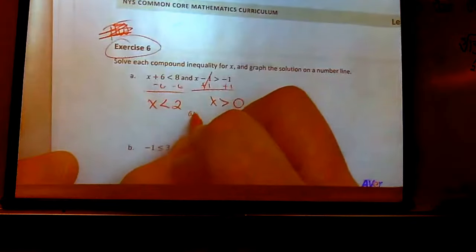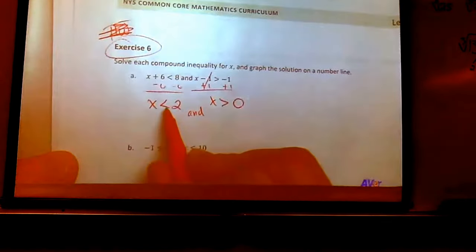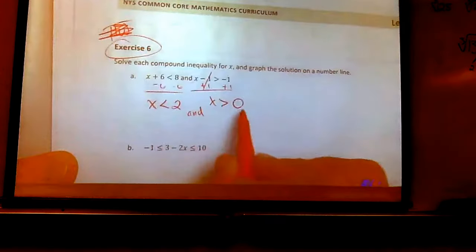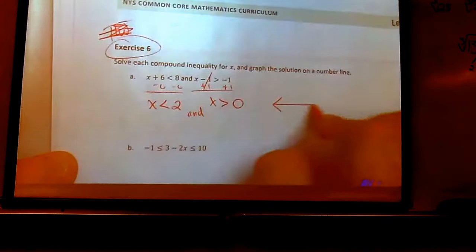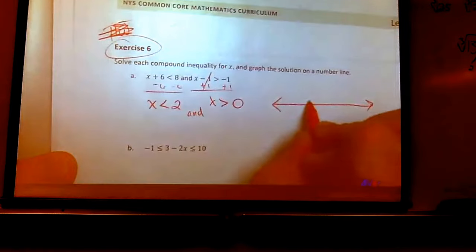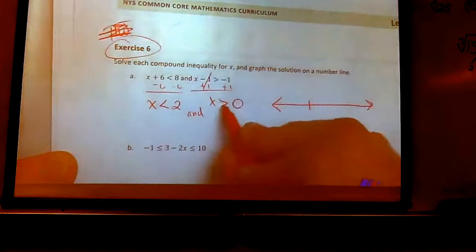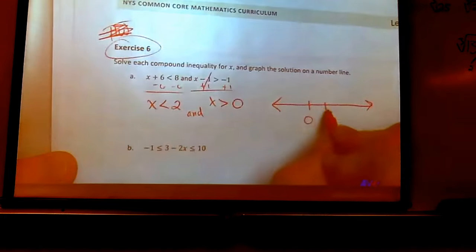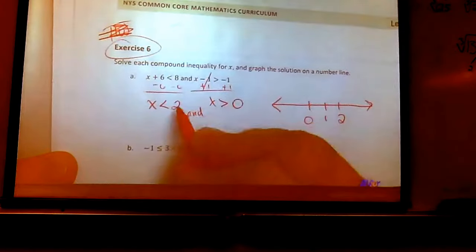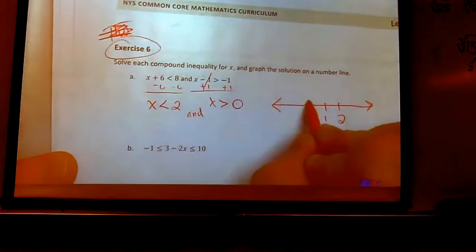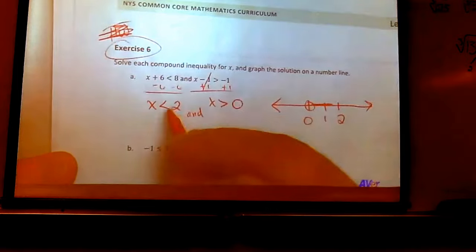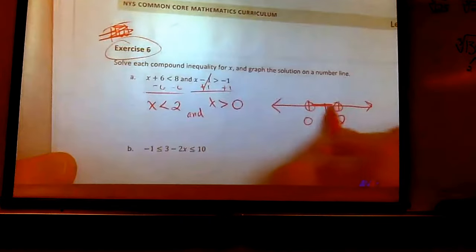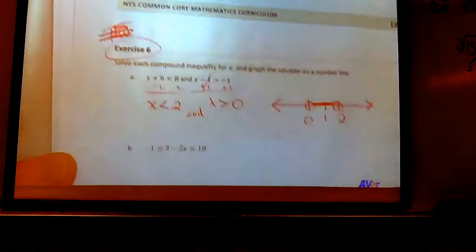So it's "and." How do you do x is less than 2 and x is greater than 0? Everything in between 2 and 0. So you'd be like 0, 1. Greater than 0 would be this way, but it also has to be smaller than 2, so it's just everything in between them.